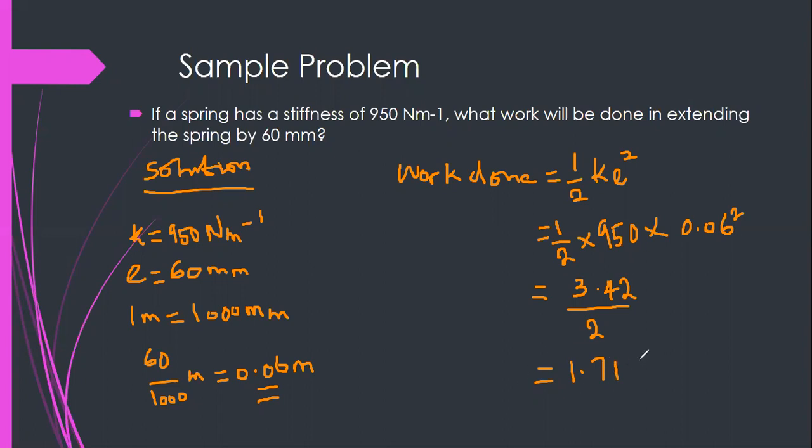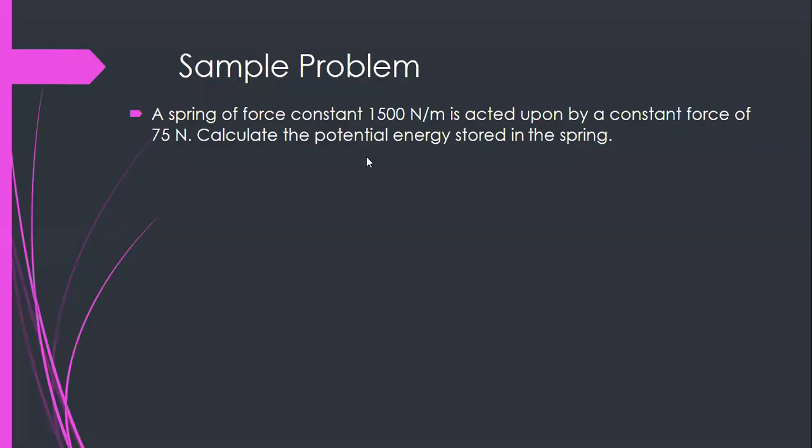And then let's not forget to write the units. The unit is joules. So we write the units 1.71. So this is how to calculate this problem. Let's consider another example. So here is another example for us to learn.